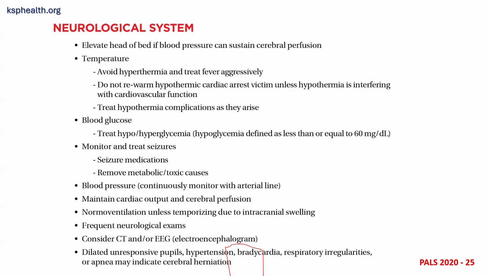Check blood glucose and address right away. If the patient has seizures or altered mental status, I will give seizure medications, prophylactically start anti-seizure medications. Blood pressure needs to be maintained, and maintain cardiac output and cerebral perfusion. Normal ventilations, keep the PCO2 between 35 to 40 or 35 to 45.